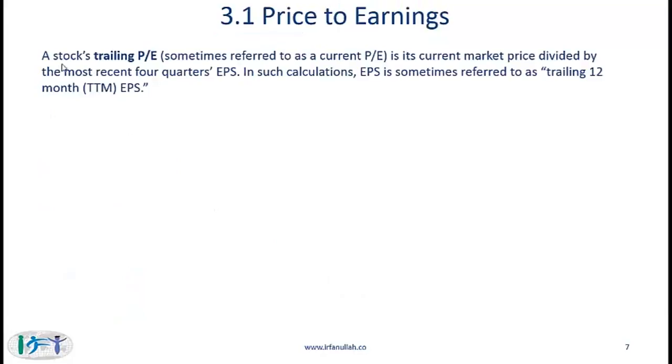Price to earnings. A stock's trailing PE ratio, sometimes referred to as the current PE, is its current market price divided by the most recent 4 quarters EPS, or earnings per share. In such calculations, EPS is sometimes referred to as trailing 12 months, or TTM, EPS.